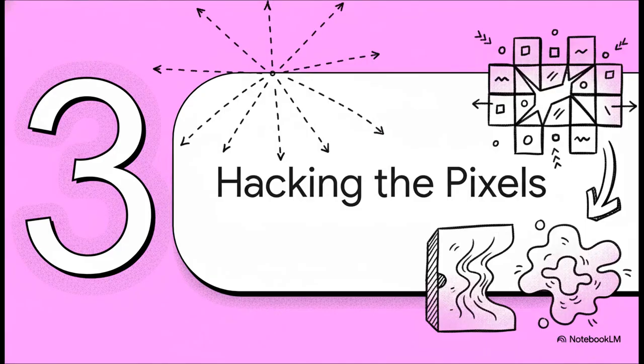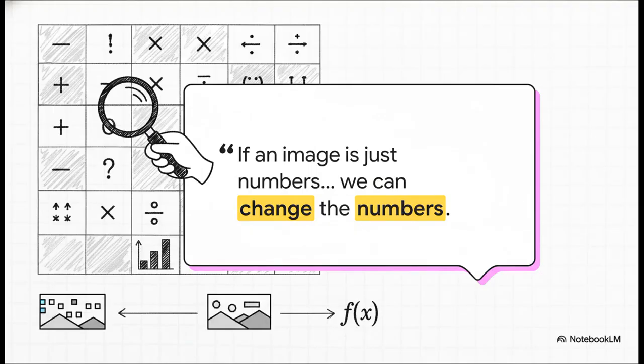Okay, so this leads us to a really, really powerful idea. If an image is just a big grid of numbers, well, what happens if we start messing with those numbers? I mean, this is basically the foundation of all photo editing. When you use a filter or adjust brightness, you're not painting on a picture. You're just doing math on a huge grid of numbers.